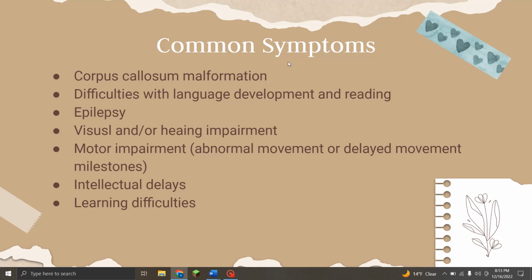So finally, if you have a kid and you're wondering what the common symptoms are, what you have to look for if you're worried that this might have happened, you're going to look for, obviously through an MRI, a corpus callosum malformation, difficulties with language development and reading, epilepsy, which is seizures, visual and or hearing impairment, motor impairment. So if they have abnormal movement or delayed movement milestones, so you're really looking if they're not reaching their milestones at the right time. And then intellectual delays and learning difficulties.